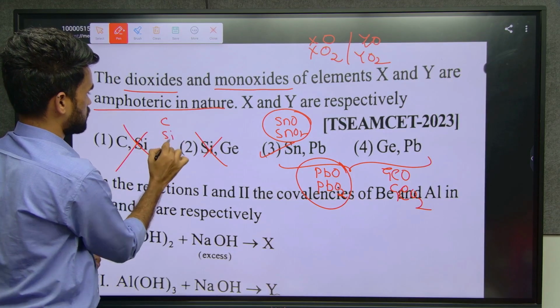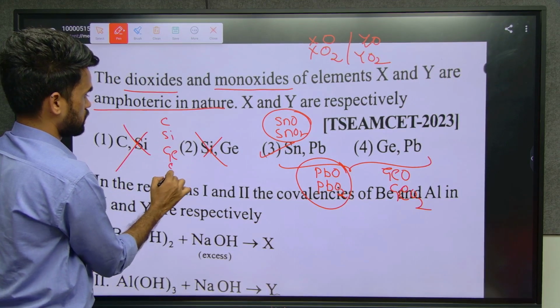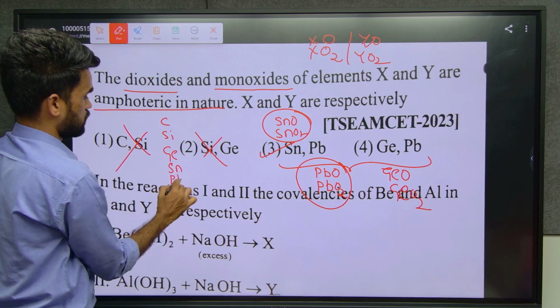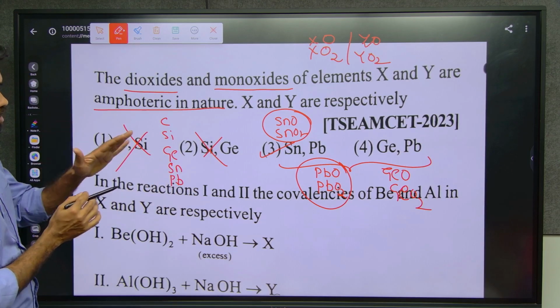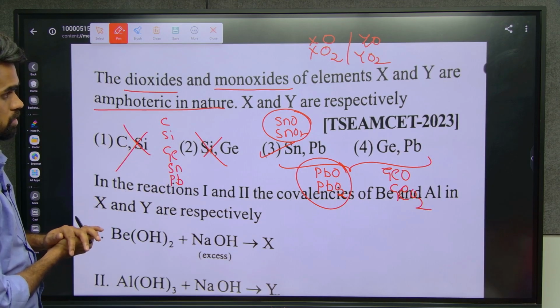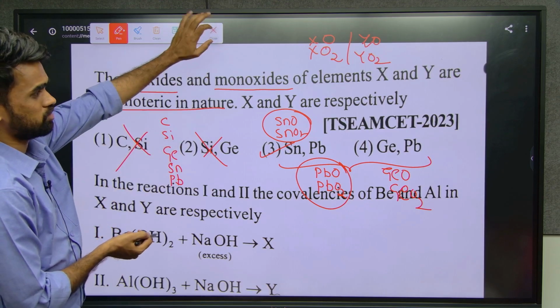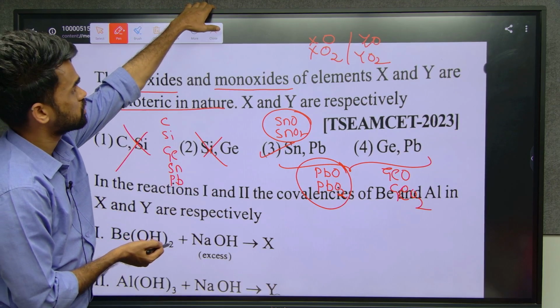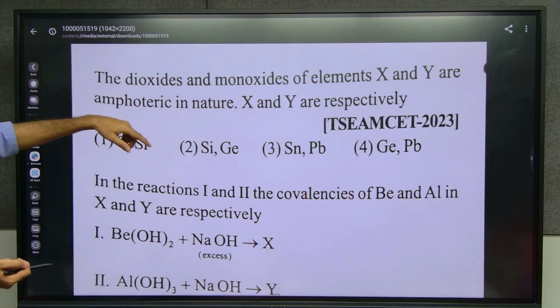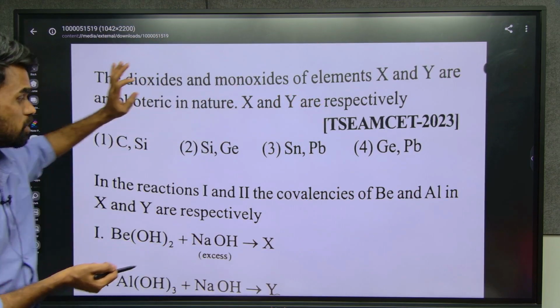Carbon, silicon, germanium, tin, lead. They are saying basic. So both of them are correct then. So you can choose any of those, because both of them are giving amphoteric now. So both of them are correct. Next, this one.